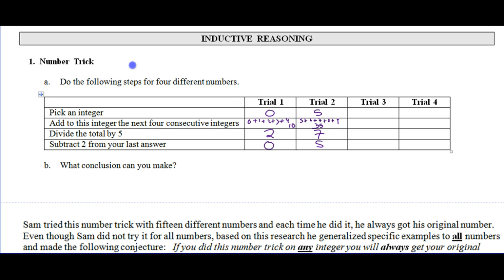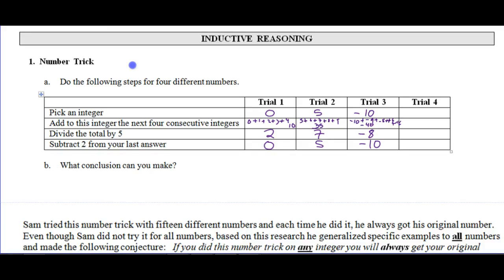Let's try negative. So negative 10. So it'll be negative 10 plus negative 9. Now we've got to count our way up, right? Consecutive numbers are going up. Plus negative 8 plus negative 7 plus negative 6. 1, 2, 3, 4, 5. So that's 13, 21, 30, 40. That's negative 40. Divide by 5, you get negative 8. And subtract 2, you get negative 10.